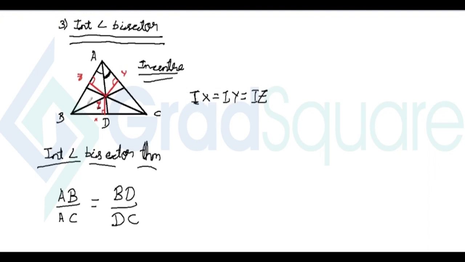So the perpendicular distance of the triangle's incenter from the three sides will always be equal. Okay. What this means is that if I take this point I as a center, and if I take any one of these three lengths as a radius, then I can draw a circle like this, which will be perfectly inscribed inside the triangle. And such a circle is called the triangle's incircle. And the radius of this circle, which is IX, IY, or IZ, is referred to as the triangle's inradius. All triangles will have one incenter, one incircle, and one inradius.